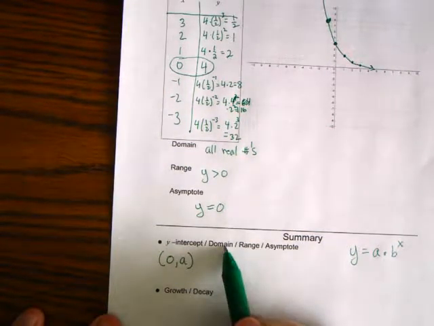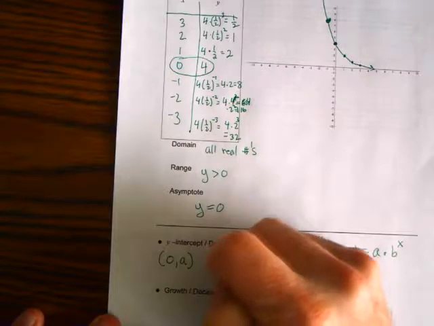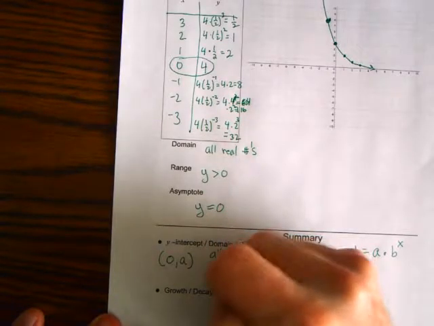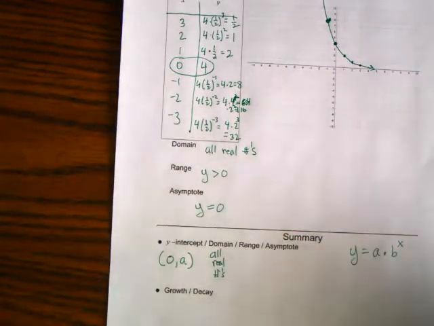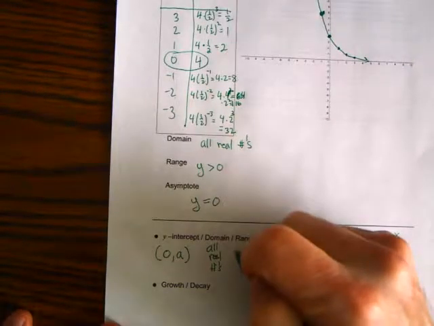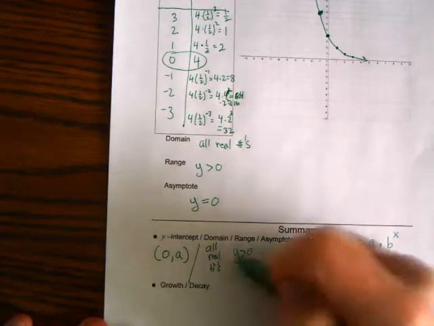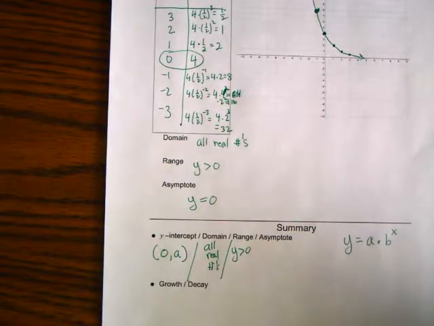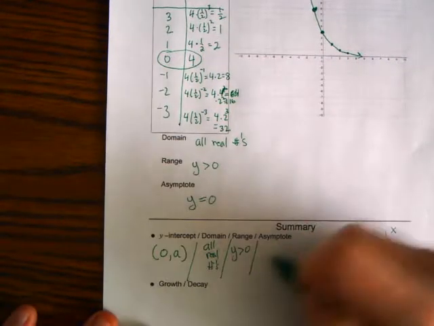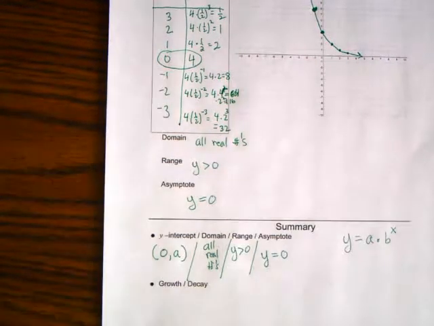Domain. For both of these problems, my domain was all reals. And that'll always happen with an exponential function. You can always plug in all the positive numbers, all the negative numbers, and 0. The range. You're only going to get positive answers. You won't get any negative answers with exponential functions. And our asymptote will be y equals 0.